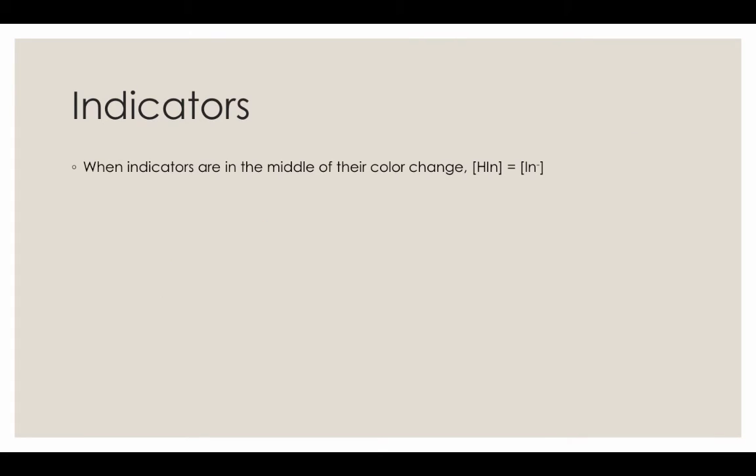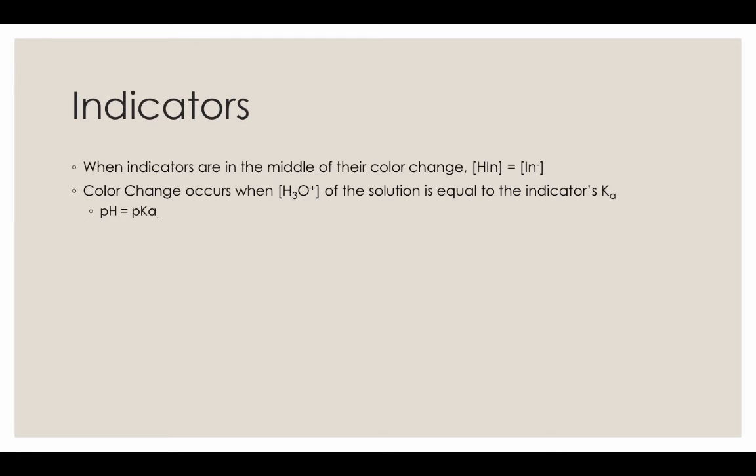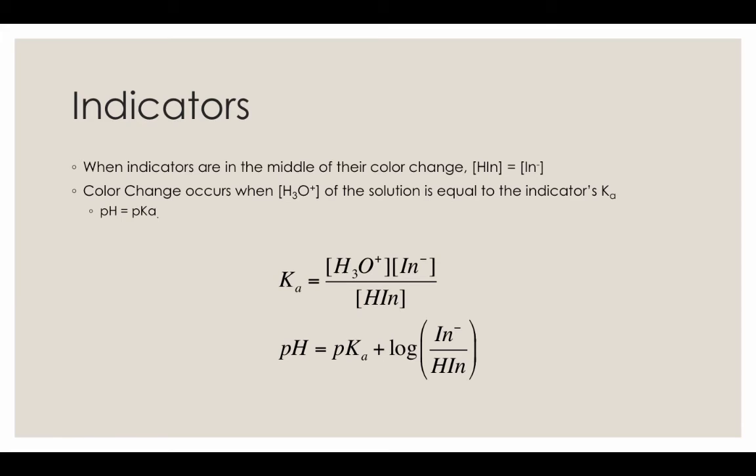An indicator is in the middle of its color change when the concentration of the acid form of the indicator is equal to the base form of the indicator. Therefore, the color change occurs when the H3O+ concentration of the solution is equal to the indicator's Ka. We can see this here using the Henderson-Hasselbalch equation. When this ratio becomes 1, our pH is equal to the pKa of the indicator.